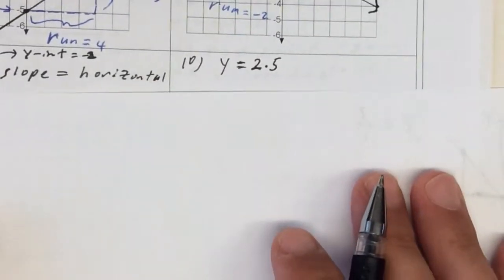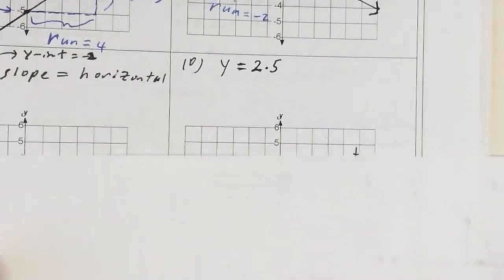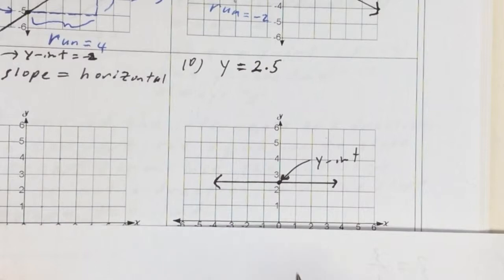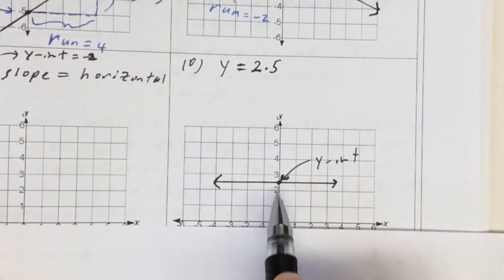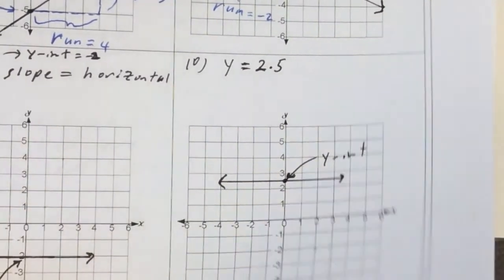All right, y equals 2.5. Same idea. Horizontal line, no slope, through 2.5. Okay.